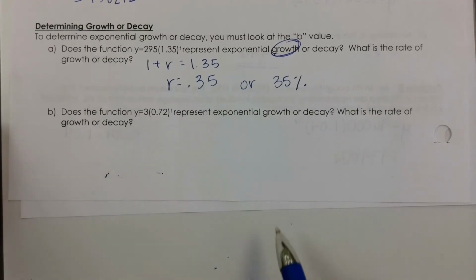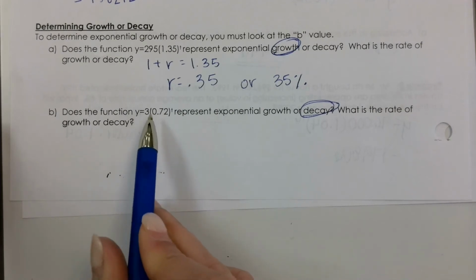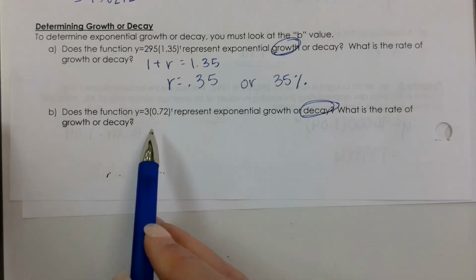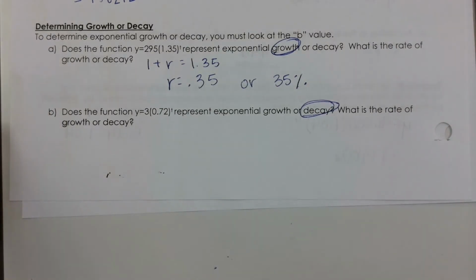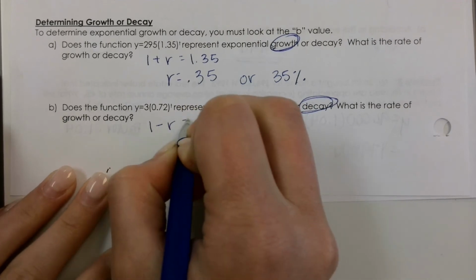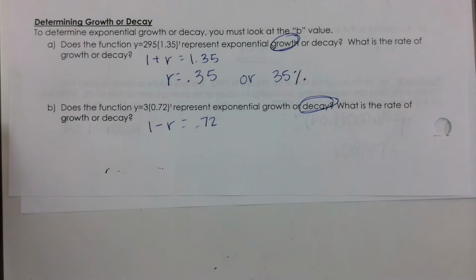So for B, is this function growth or decay? Why is it decay this time? Because that number inside parentheses, that growth or decay factor, is less than 1. So the decay factor is smaller. We want to find the rate of decay. So we know that they did 1 minus something to get 0.72. Do you agree? So how are we going to find that something?